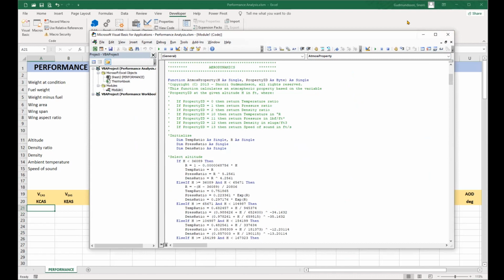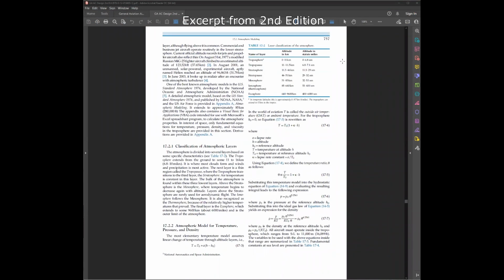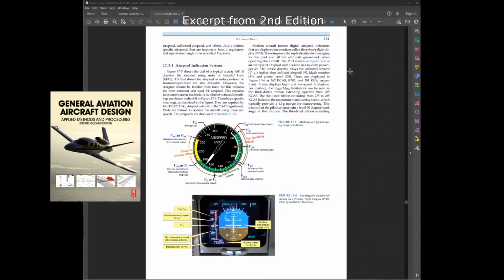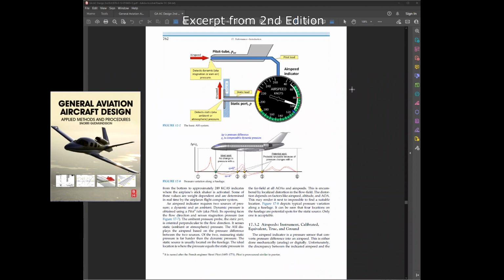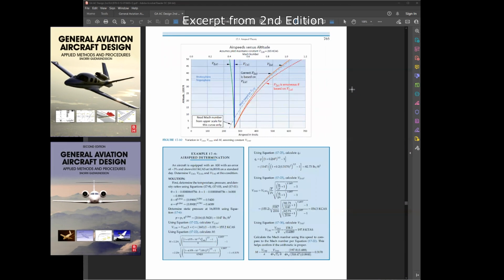No, I will not give you my code. If you truly want to learn this, then you must write your own routines. All the theory needed for this is given in Chapter 16 in the first edition of my textbook, General Aviation Aircraft Design, Applied Methods and Procedures, or Chapter 17 in the second edition of the book.